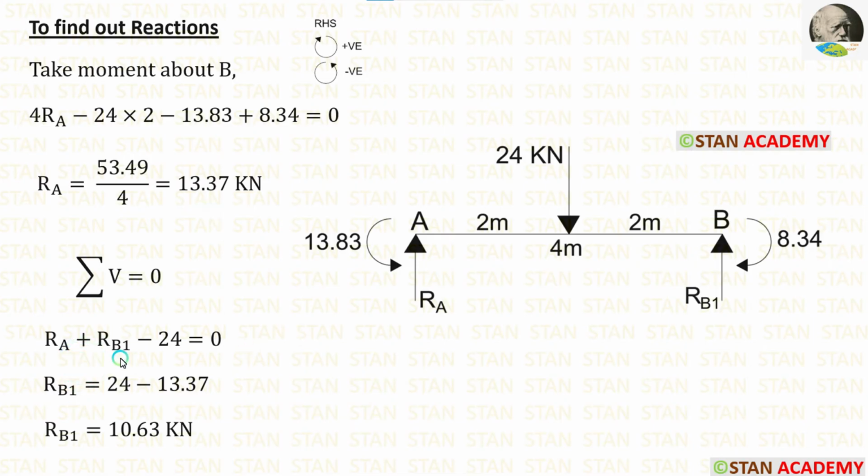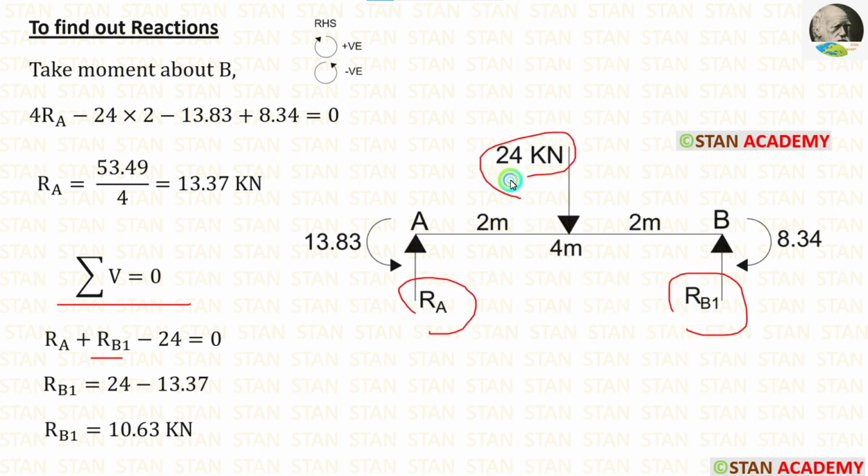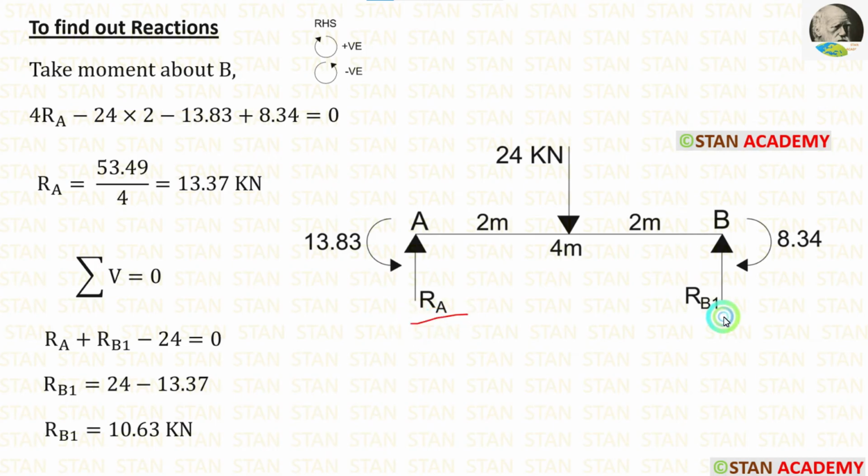Now we can easily calculate RB1 by applying the rule summation of vertical forces is equal to 0. In this span, we are having three loads, RA, RB1 and 24 kN. RA and RB1 are acting upwards, so both are positive. 24 kN is acting downwards, so it will be negative. We have already calculated RA, we can apply that. Finally, we are getting RB1 is equal to 10.63 kN.